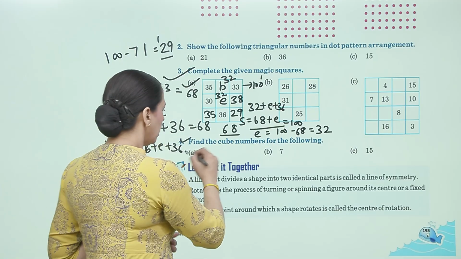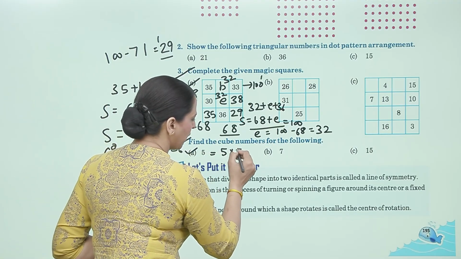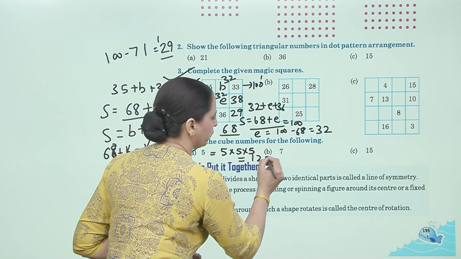Now A part, 5 cube, that means 5 into 5 into 5, 5 5s are 25, 25 5s are 125.